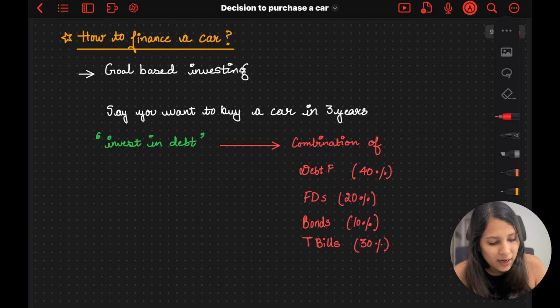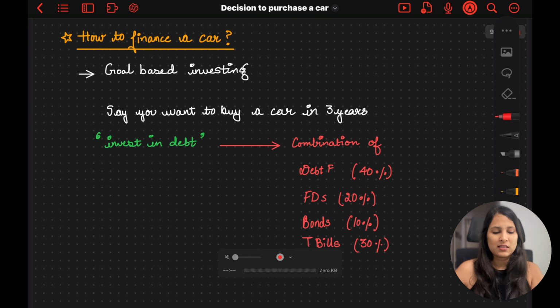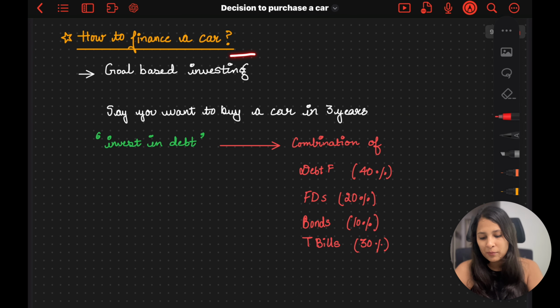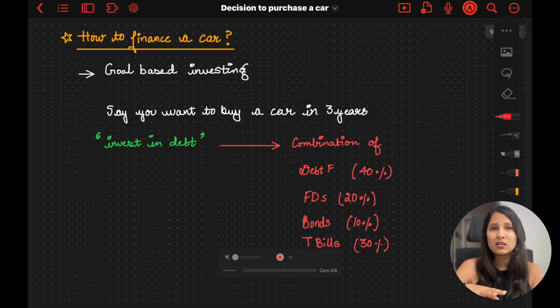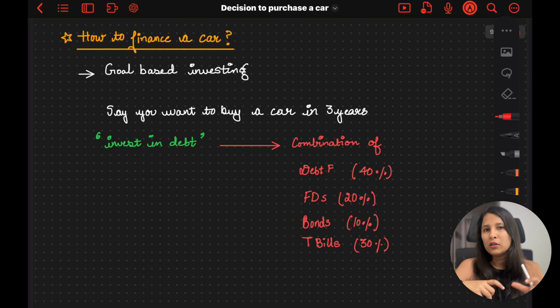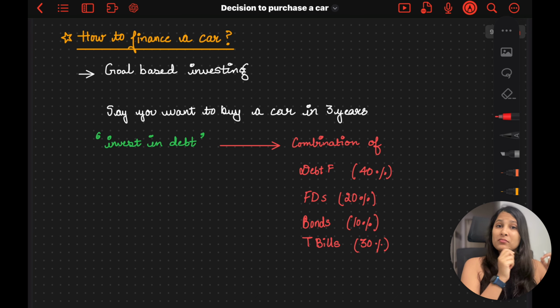Well, the answer to that is, you have to focus on goal-based investing. Now, this is the mantra, right? Whenever you want to buy something, please rely on goal-based investing. Simply put, for example, you know that you need to buy a car of say 10 lakh rupees after 3 years. For those 3 years, you will invest money slowly so that after 3 years, you have accumulated a total of 10 lakh rupees. And that is goal-based investing.